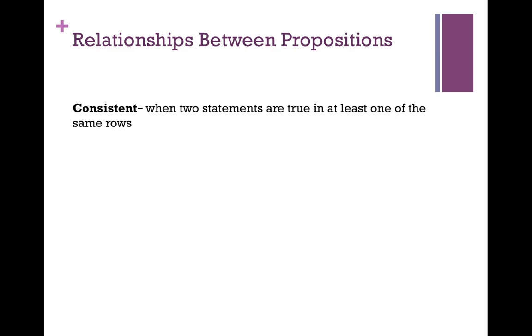And basically, this is something I want to highlight here, you really have to pay attention to these definitions. These definitions are very, very important. So two propositions are consistent when they are true in at least one of the same row. So we're looking now at two propositions. I want to be clear about this. We're not just looking at one.